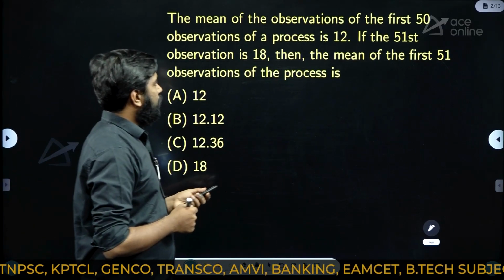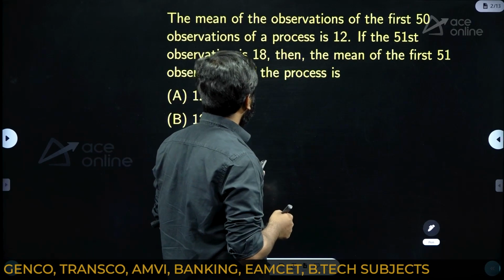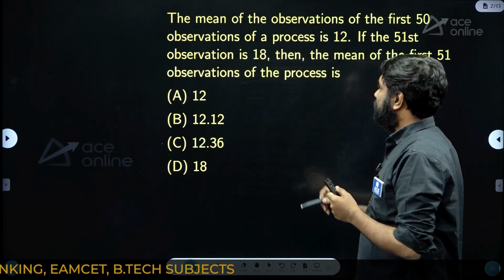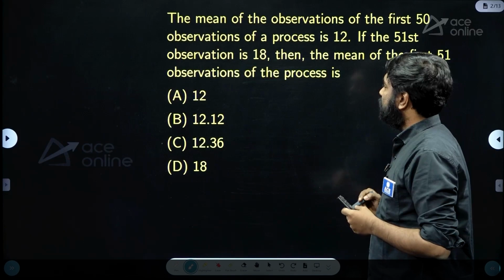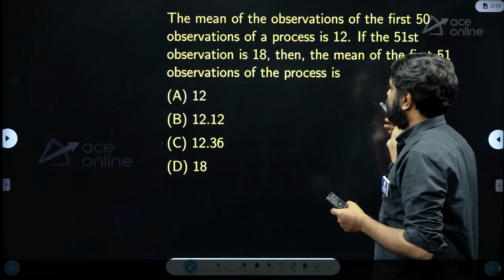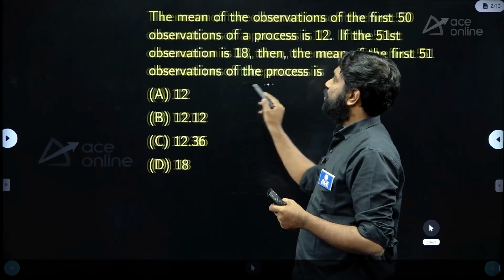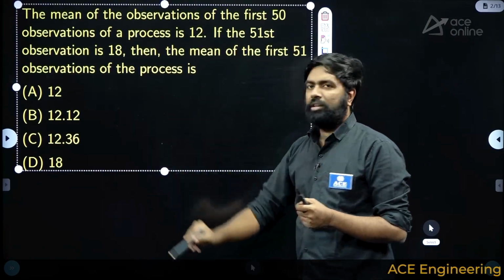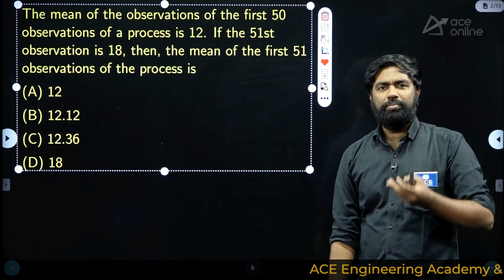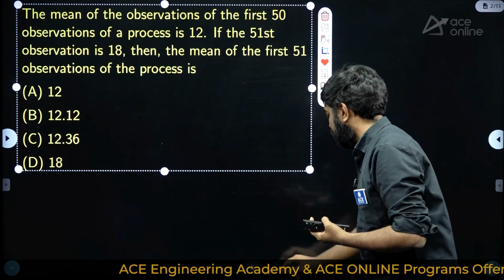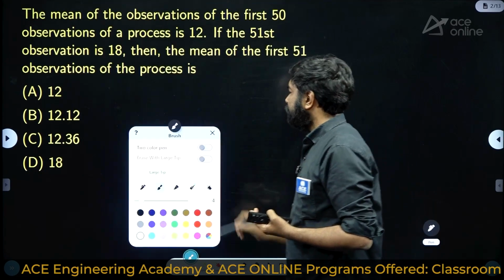The mean of the first 50 observations of a process is 12. If the 51st observation is 18, then the mean of the first 51 observations of the process is dash. So initially they say that there are 50 observations, and their mean is given. They add a new observation, so the observations are now 51. What is the mean with the new observation? That's what is asked.